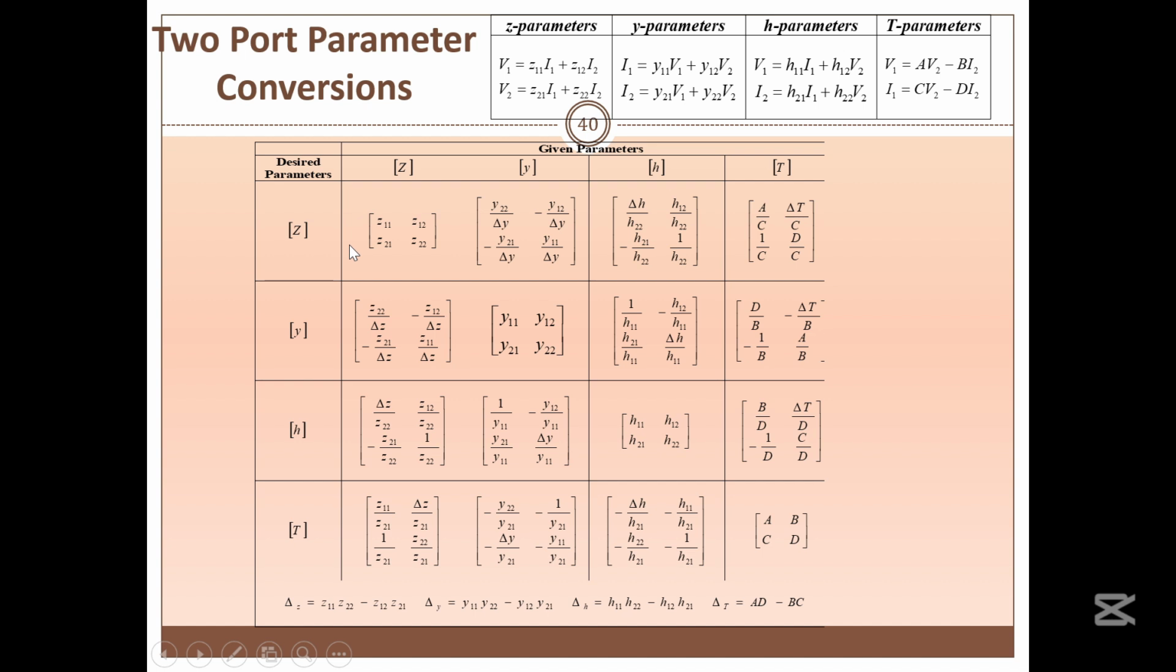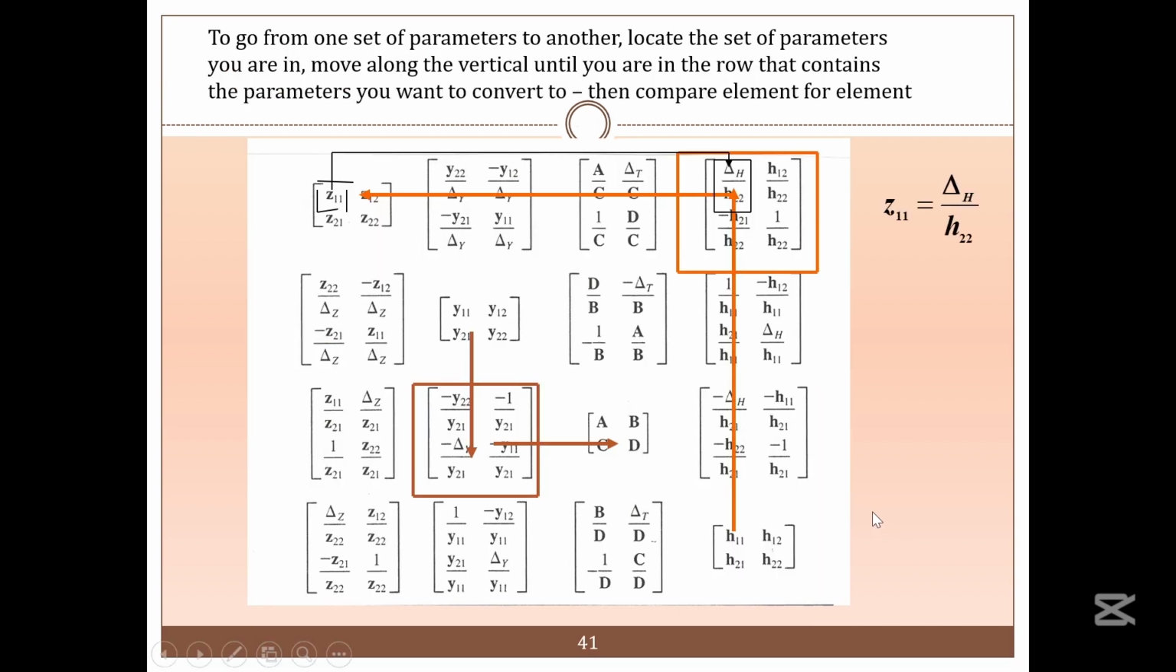So from y to z, from h to z, and from t, the abcd parameter, z also can be obtained. Similarly for other parameters, like let's say I have a z parameter and from z I want to get the y parameter, or from h I want to get the y parameter, or from abcd parameter I want to get the y parameter. Similarly for other parameters, you can get the h or t based on the other relevant parameters. This table also will be given in the exam, so we will look at one example of how to convert the parameter.